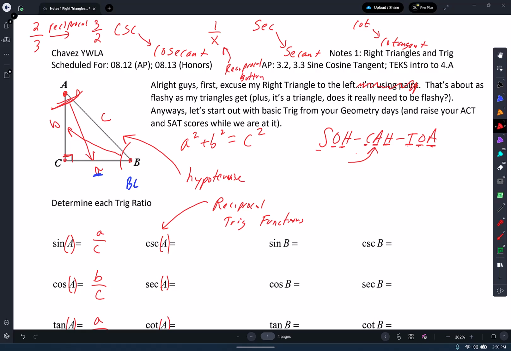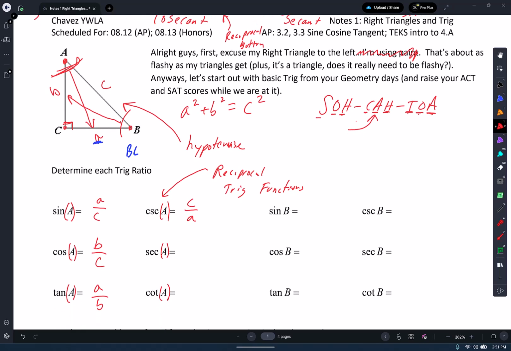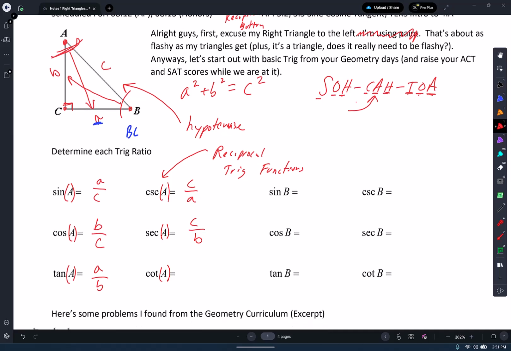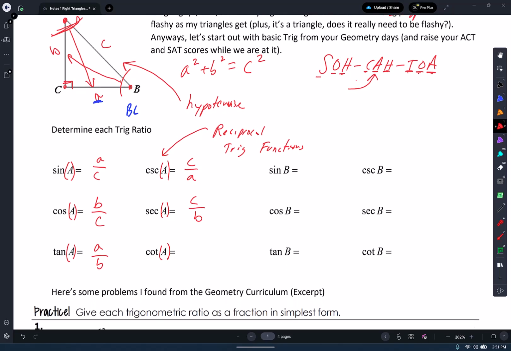Are we still okay? All right, here we go. Cosecant of A is the reciprocal of sine A. So because cosecant of A is the reciprocal of sine, I'm going to say what? C over A. Does everyone understand what we just did? Secant of A is the reciprocal of cosine of A. So I'm going to say what? There we go. Cotangent of A is the reciprocal of tangent of A. So what am I going to say? There you go.